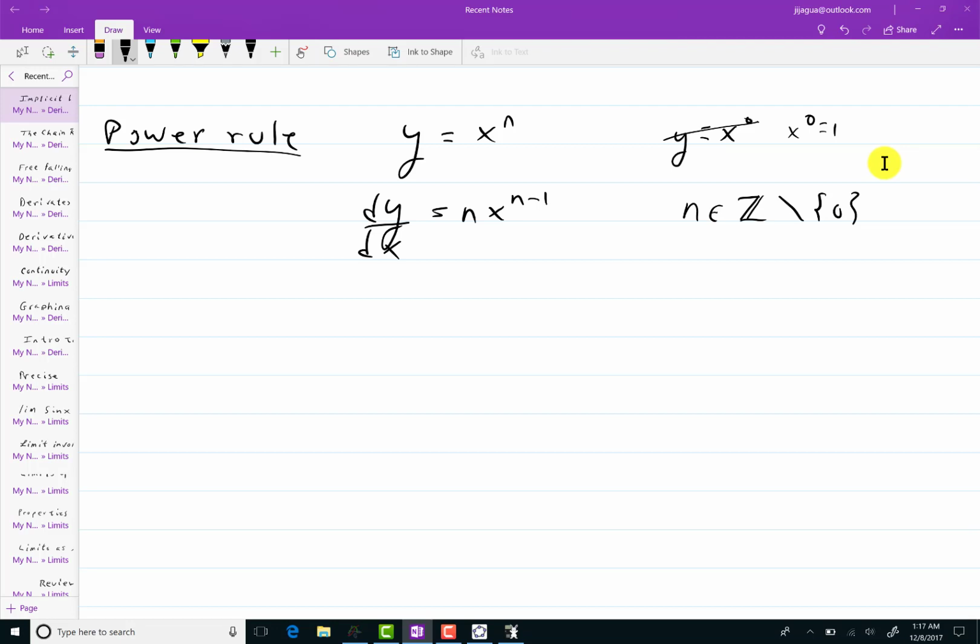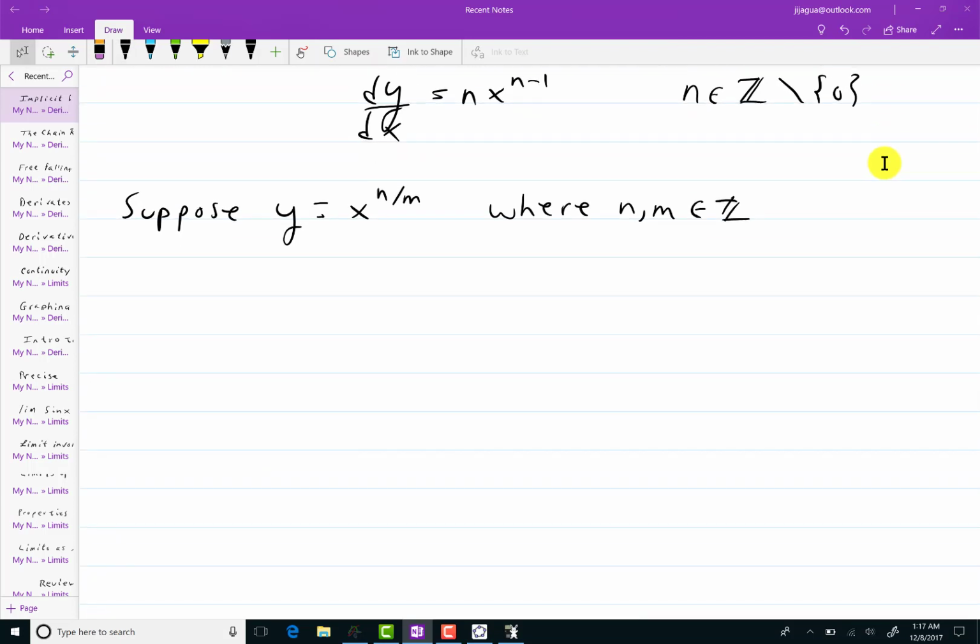So suppose y equals x to the n divided by m, where n and m are both integers. Okay, next thing I'm going to do is take both sides to the mth power. So you end up with this equation. Now I'm going to take the derivative with respect to x of both sides.